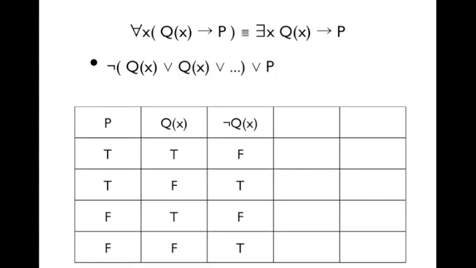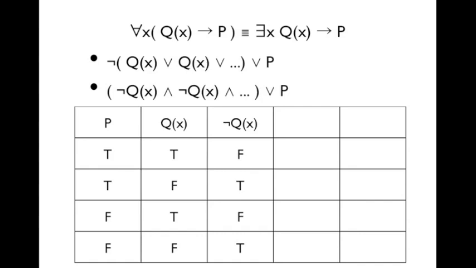So, for the right-hand side, let's get rid of that existential quantifier right off the bat, and note that it's part of a conditional, so we're going to convert the conditional as well. So we get not q of x or not q of x or not q of x and so forth, and then we add the or p. We're going to use De Morgan's to just clean that up a little bit, and we get not q of x and not q of x and so forth and so forth, and then we have the or p, of course, from the conditional.